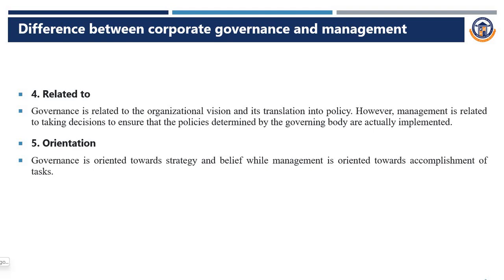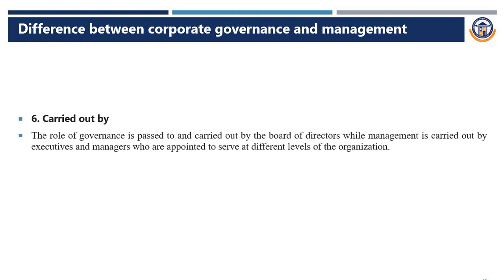So next one is orientation. Governance is oriented towards strategy and belief, while management is oriented towards accomplishment of tasks. So the governance is oriented towards framing the strategy. The management is oriented to executing the framed strategy. So that is another thing. The last one is the role. Governance is carried out by the board of directors, while management is carried out by the executives and managers who are appointed to serve at the different levels of the organization. So these are the basic differences between corporate governance and management.